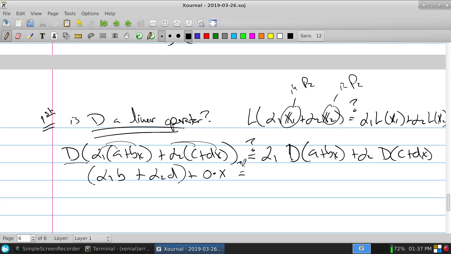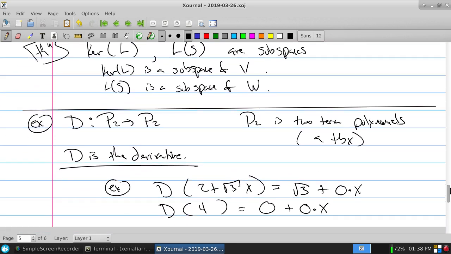All right, does this equal alpha 1 times, what's the derivative of that? B. Plus alpha 2 times? D. Plus? 0x. Are they the same? Yes, they're equal. It's a linear transform. So the derivative is actually a linear transform. That would say that the linear combination of two polynomials is going to be the linear combination of the derivatives of those two polynomials. So you take the derivative of a linear combination, it's the same thing as taking a linear combination of the derivatives. Okay, so that's fine. It is a linear transform.